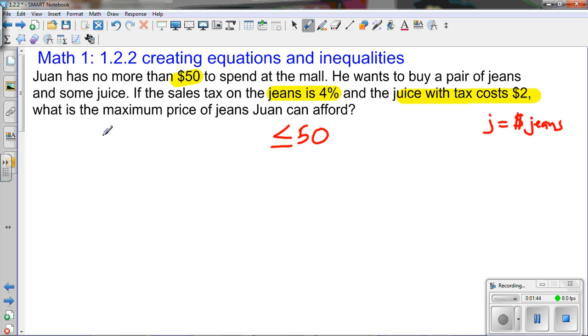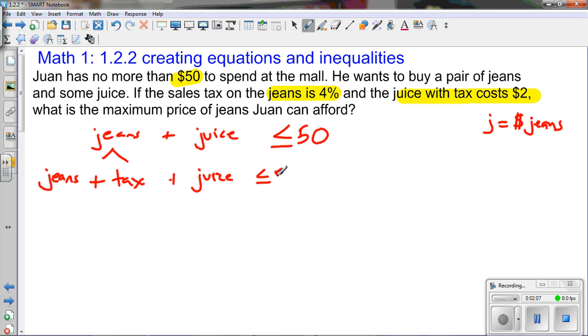And the two things he wants to buy are jeans and juice. Now the jeans comprise really two pieces: the price of the jeans plus the tax of those jeans, and then we still have the juice. So here are the different pieces that we have to worry about. So let's build an equation here.